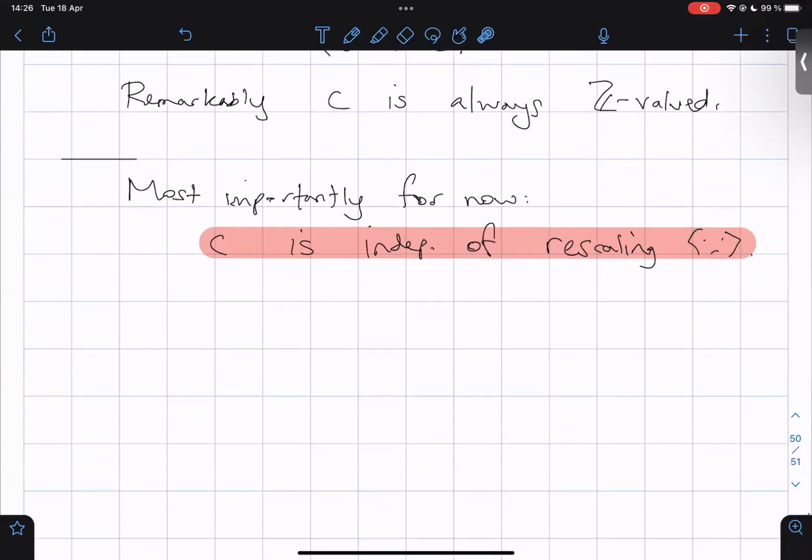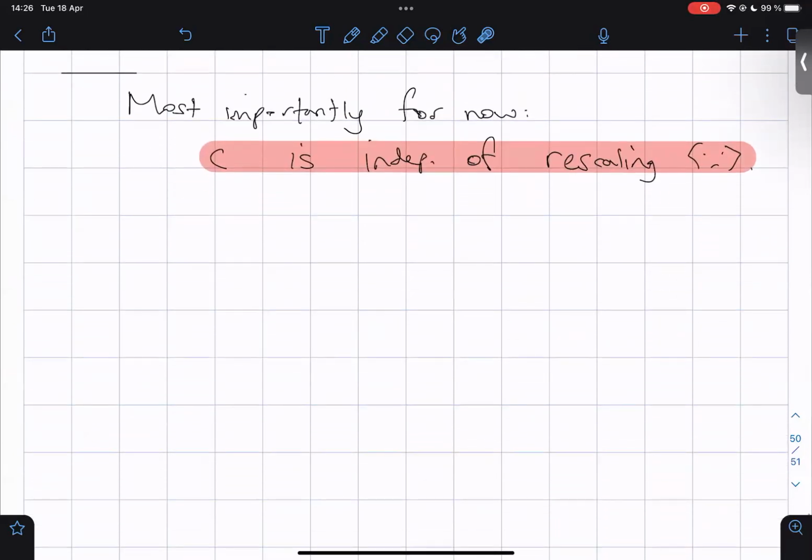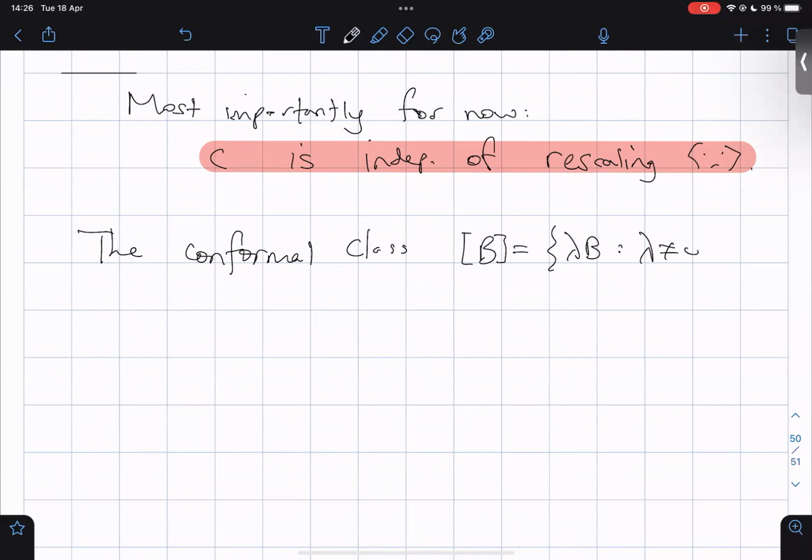Okay, so just as I said before that B, this killing form, introduces geometry on the space of roots, instead of having to make a choice, let's just take all those rescaling choices. So the conformal class of all possible rescalings of the killing form introduces conformal geometry.